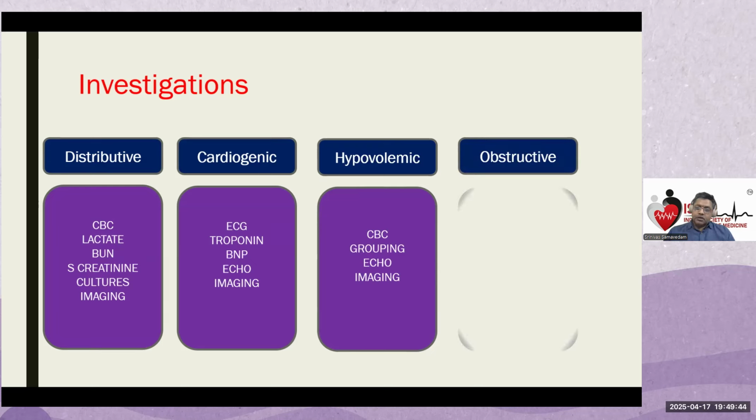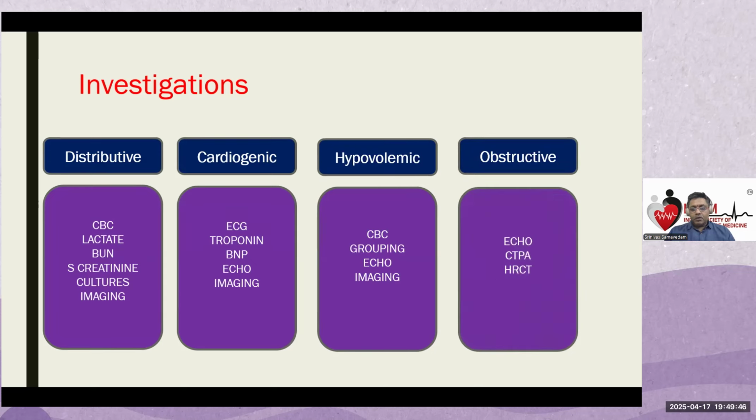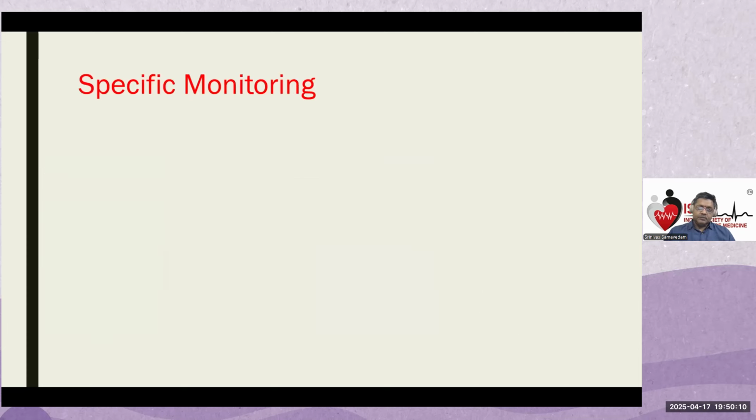In obstructive shock, you probably will have only imaging to help you. Of course, the presence of Beck's triad, venous congestion, arterial hypotension, and muffled heart sounds, is one of the features of pericardial tamponade, but that's a late feature. So ECG would show low voltage complexes, chest X-ray would show a tension pneumothorax, but CTPA, HRCT, or some of these are the tests you would do for patients with obstructive shock.